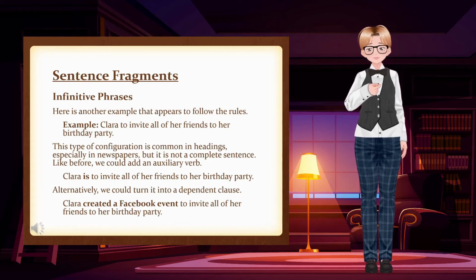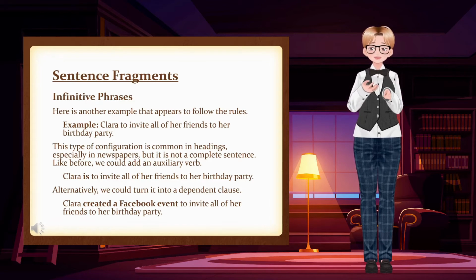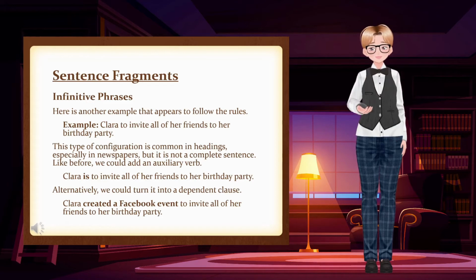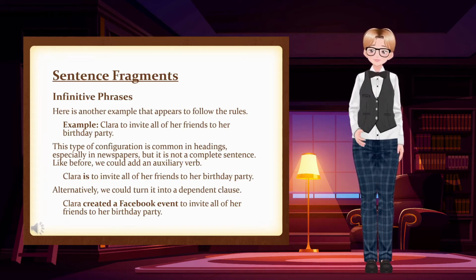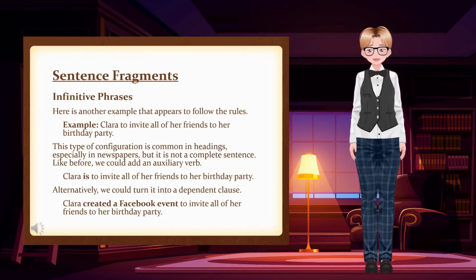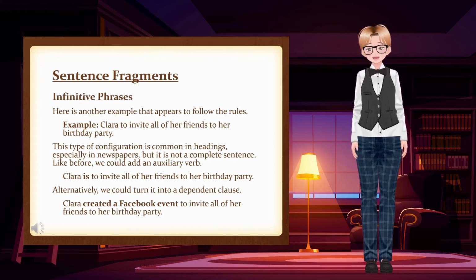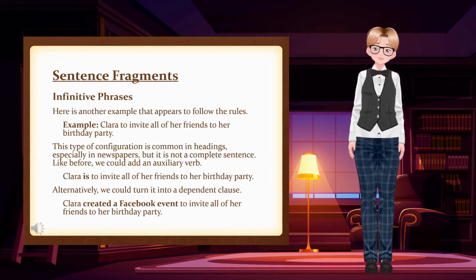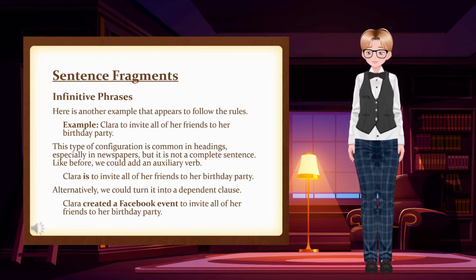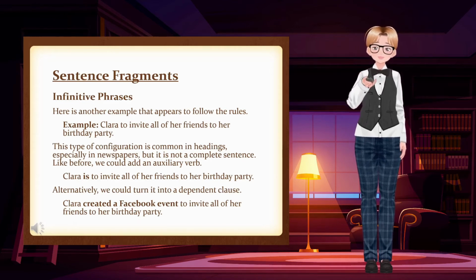Infinitive phrases. Here is another example that appears to follow all the rules. Clara to invite all of her friends to her birthday party. This type of configuration is common in headings, especially in newspapers, but it is not a complete sentence. Like before, we could add an auxiliary verb. Clara is to invite all of her friends to her birthday party. Alternatively, we could turn it into a dependent clause. Clara created a Facebook event to invite all of her friends to her birthday party.